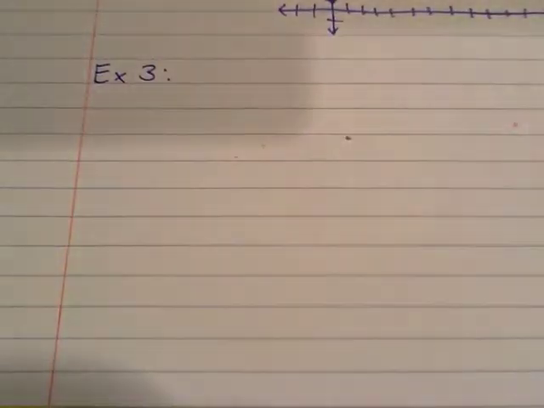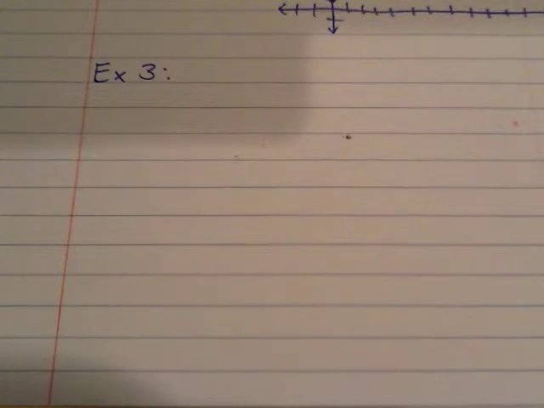Okay, this is the last example. This is example 3. And it's actually just talking about looking at a real-life application. It's talking about when accidents happen. And so when there's a car accident, police actually have a formula that they use to try to find out the speed of the car, and it's based on the length of skid marks.